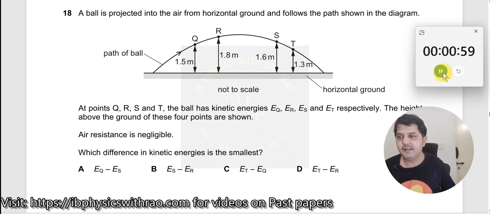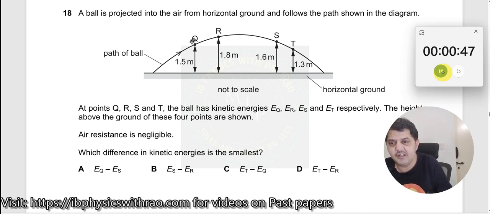Question number 18. A ball is projected into the air from horizontal ground and follows the path shown in the diagram. Okay, it's going like this. At points Q, R, S and T, the ball has kinetic energy EQ, ER, ES and ET. Okay, so these are the kinetic energies. The heights above the ground of these 4 points are being shown. Air resistance negligible. Which difference in kinetic energy is smaller?